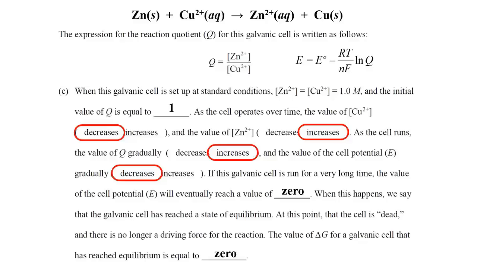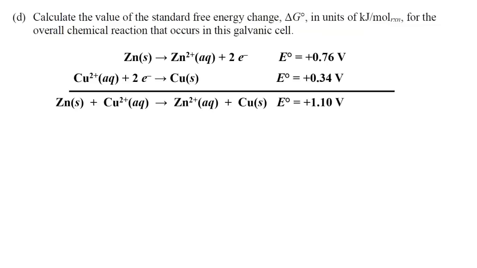In part D, it says calculate the value of the standard free energy change, delta G, in units of kilojoules per mole of reaction for the overall chemical reaction that occurs in this galvanic cell. The two half reactions that were combined to produce the overall chemical reaction: it was the zinc reaction that we had to reverse from the table. That's going to be the oxidation of zinc, and then we have the reduction of the copper ions. Notice that when these two half reactions are added together, it was 2 moles of electrons lost in the zinc half reaction and 2 moles of electrons gained in the copper half reaction.